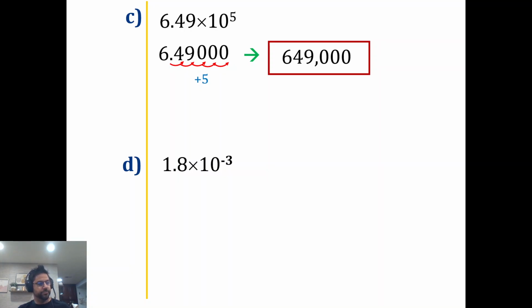3, 2, 1. All right. Since it's a negative exponent, it's going to be a really small number, which means the zeros are in the front. We're going to move our decimal point a total of 3 times. 1. Now I'm going to count the zeros. 2, 3. So it means I need 2 additional zeros in front of the 1.